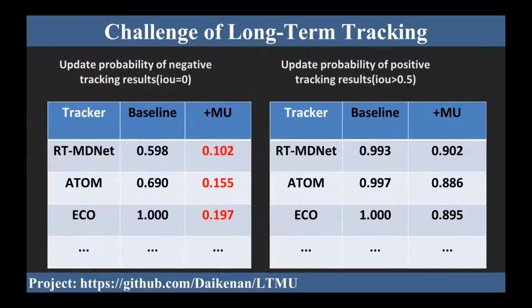Let's see how the update probability changes after combining the meta-updater. We can see that the update probability of negative samples dropped significantly, which means that the tracker's sample pool is less polluted. At the same time, it also slightly reduced the update probability of positive samples, but not by much. This shows that when a short-term tracker incorporates the meta-updater, it can update well on the long-term dataset.